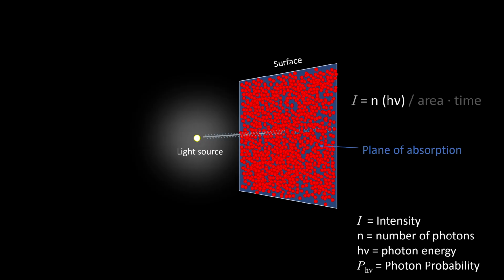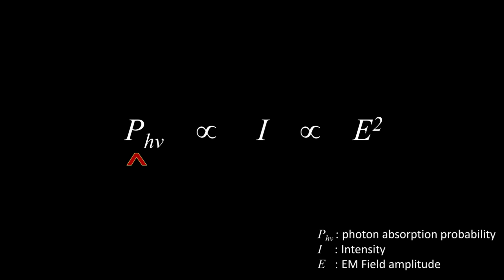Now, since the number of interactions per unit of time and area are a measure of probability, we can say that the probability of interaction is proportional to intensity. In practice, this means that energy exchange to an electron can happen at any moment. It's just more likely to happen more frequently if the field intensity is higher. So in summary, we can state that probability is proportional to intensity and intensity is proportional to the field amplitude squared.